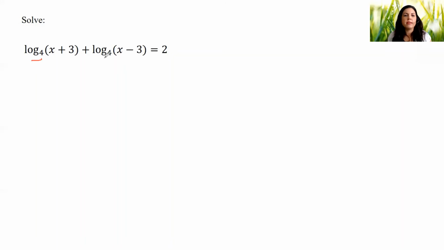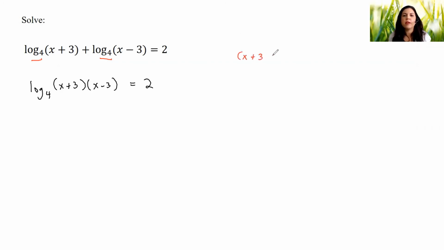We have the same base. They are being added together. So that means I can use the product rule. I can combine these by multiplying the x plus 3 times x minus 3. So let me go ahead and write that out. This can be combined into a single logarithm by multiplying x plus 3, x minus 3. And so I'll go ahead and multiply that. Let me do that over here on the side.